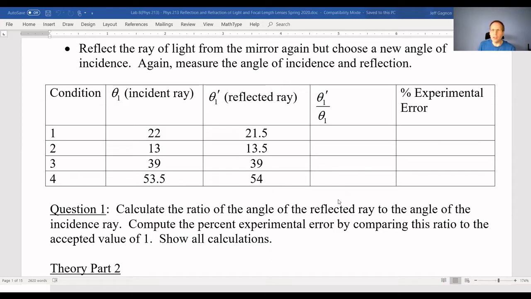Okay, so that's question 1. And make sure you show me all these calculations. Show me these 4 ratio calculations and show me the 4 percent experimental error calculations.